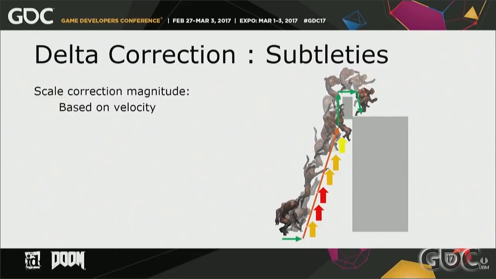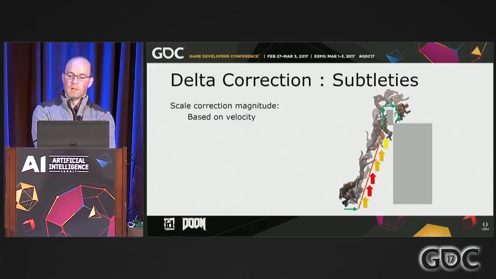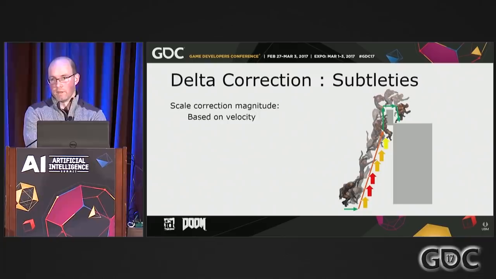Some more subtleties in our approach. If you really want to minimize the perception of error correction, you can scale the fractional amount of correction each frame by the relative velocity of the model in that frame. In other words, you hide the correction behind a faster moving model.